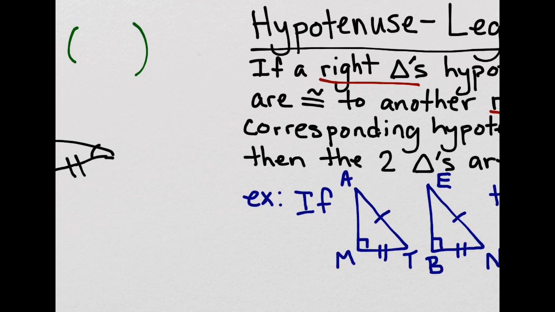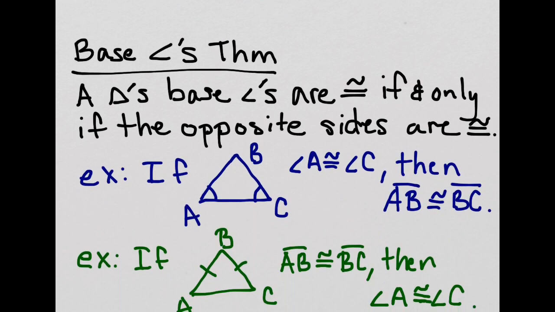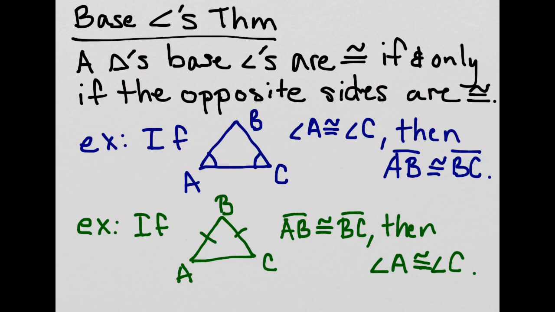Okay, let's look at one more theorem. This is the base angles theorem. You're going to see this on one of the proofs on your worksheet for the homework. That's why I included it here with the triangle congruency theorems. This is just saying that a triangle's base angles, or two bottom angles, are going to be congruent if and only if the opposite sides are congruent.